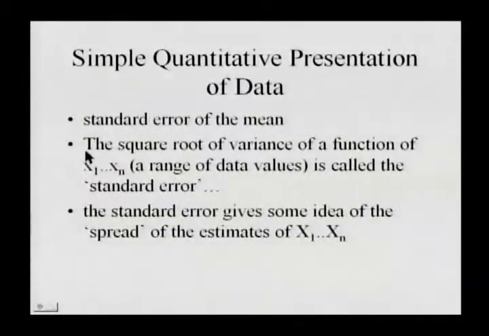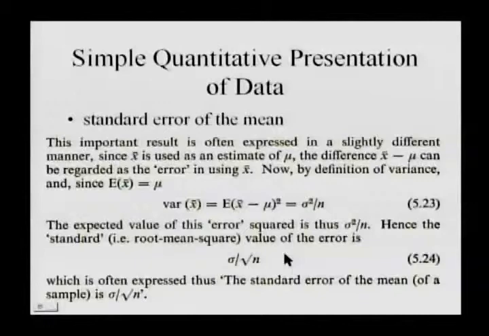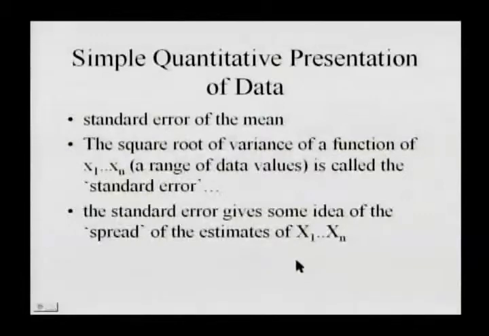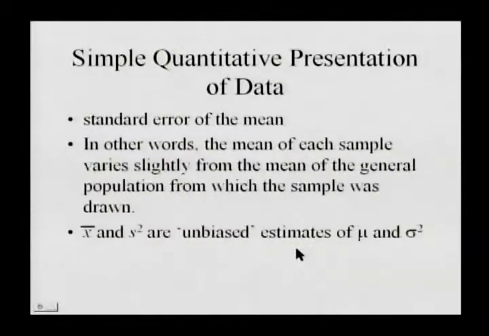Therefore, the square root of the variance of a function of x sub 1 through x sub n, a range of data values, is called the standard error. The standard error gives some idea of the spread of the estimates of the actual population data points from 1 to n. Therefore, the formula, as we said, for your sample to crunch all this down into something useful is the standard deviation over the square root of n equals the standard error of the mean. That would be the formula that you would use in a software package or in a spreadsheet if you're going to enter that formula yourself.